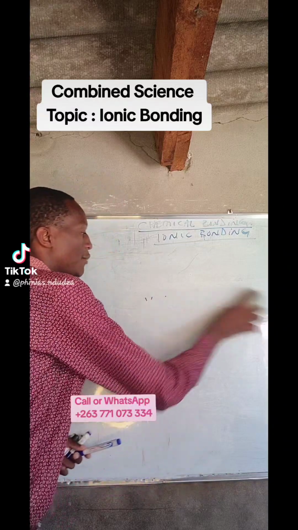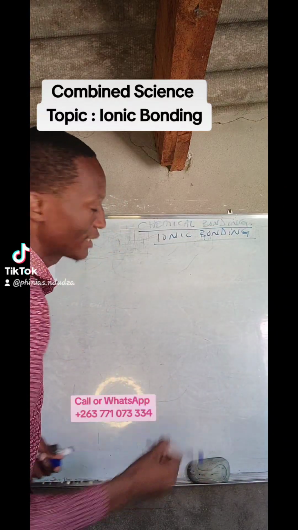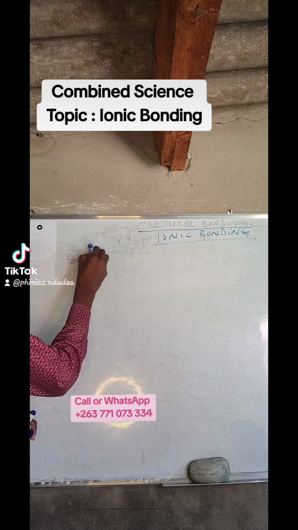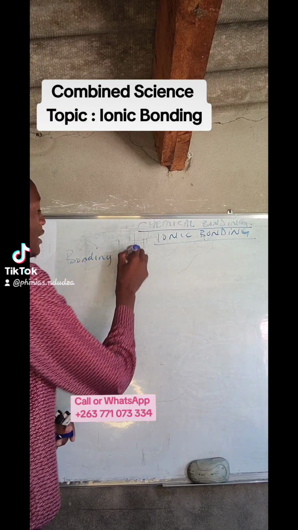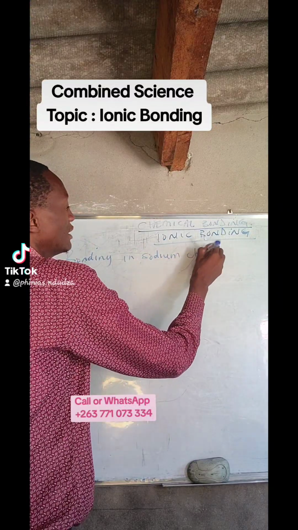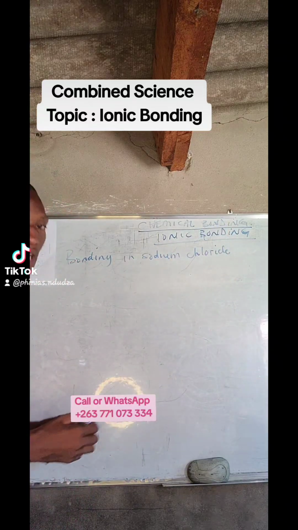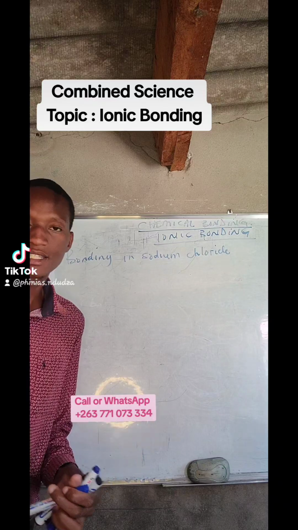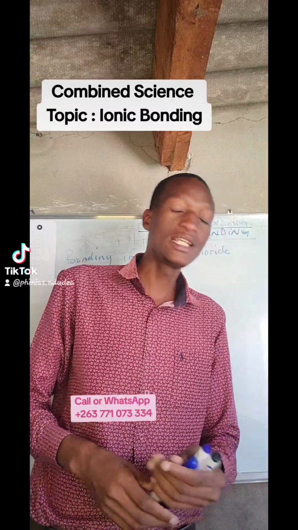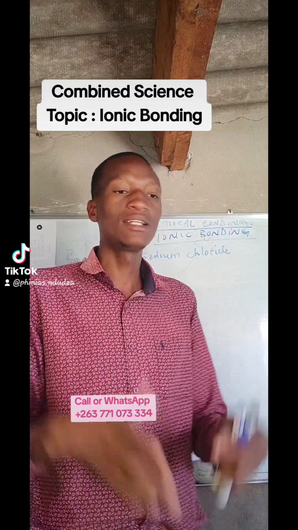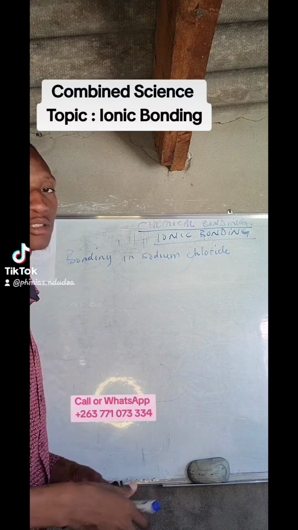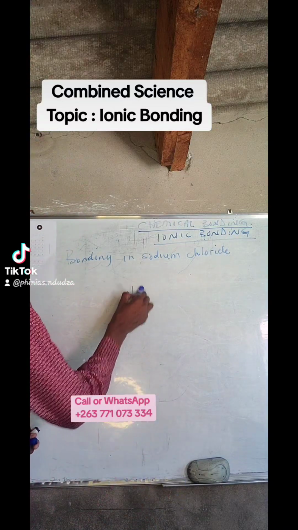So in this diagram, we want to show an example of bonding: bonding in sodium chloride. What are the statements? Sodium has one electron in its outer shell. If you can practice the electron configuration of sodium, we can show it like this.